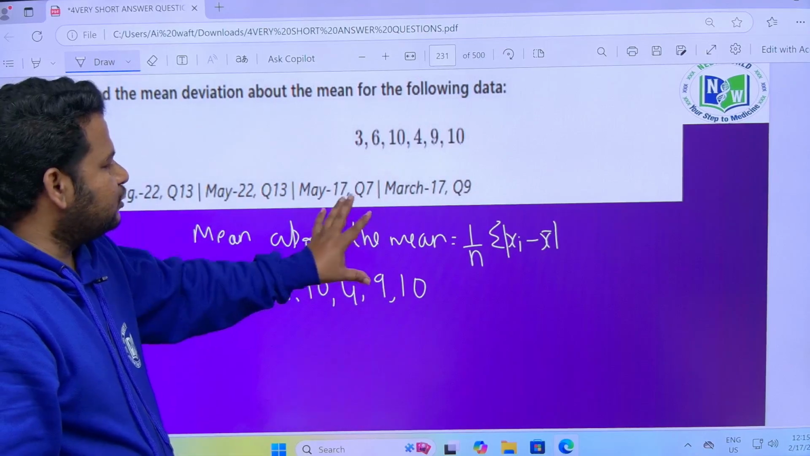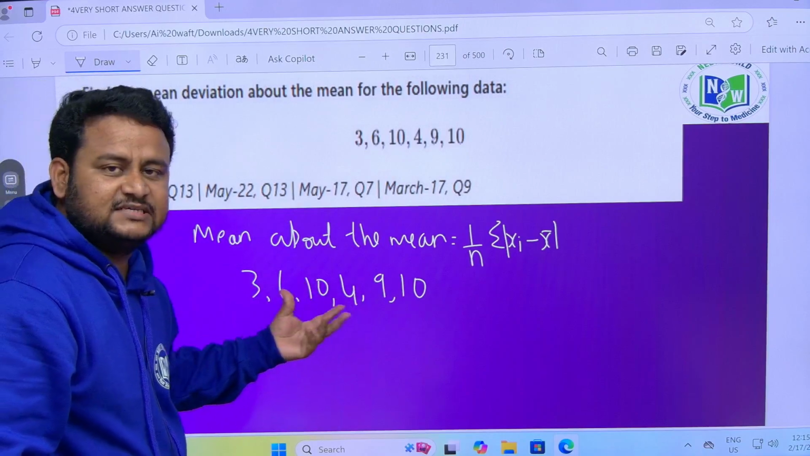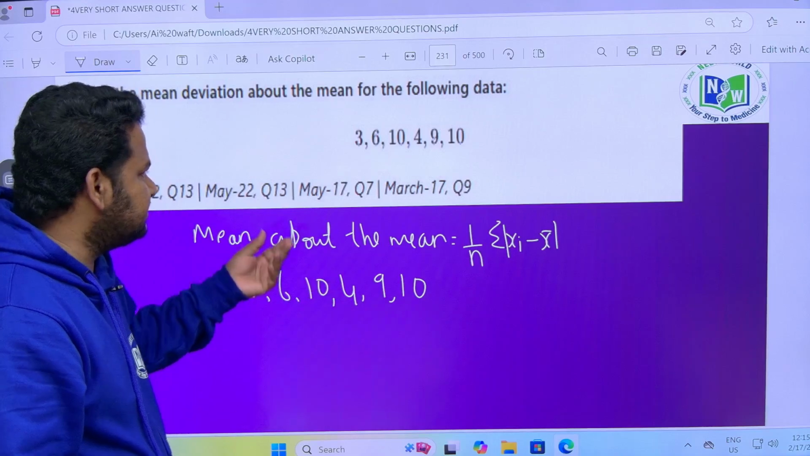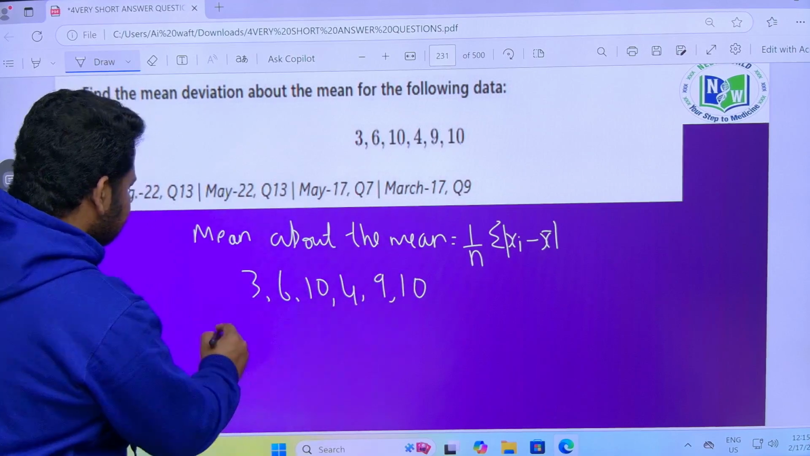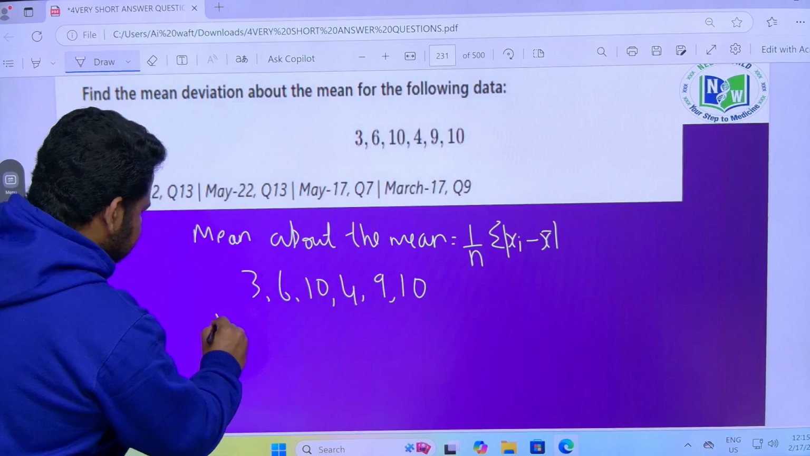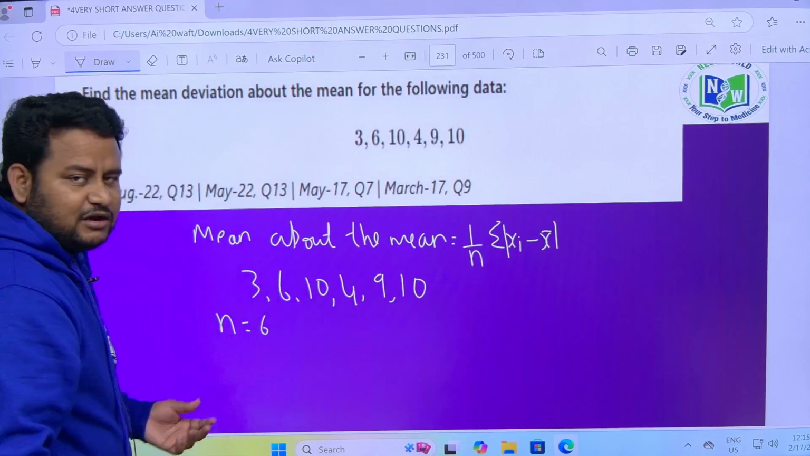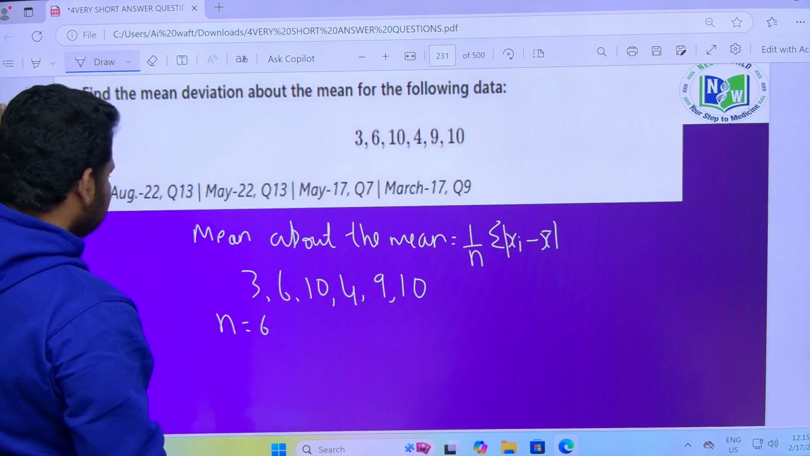This is about the mean. If they had asked about median, we have to arrange the data in ascending order. To find the median, you have to arrange it in ascending order. But since it is mean, no need to arrange. So first let us see what n is. The number of observations n is 1, 2, 3, 4, 5, 6. Got it, friends? So now we will find the mean.